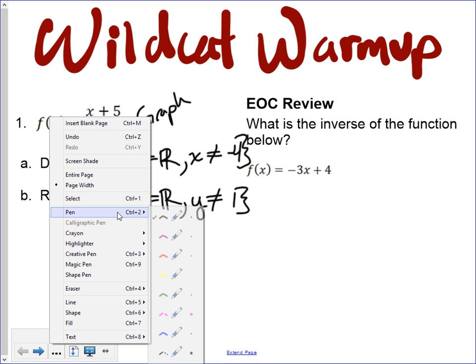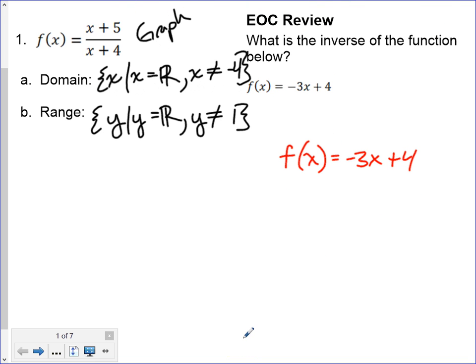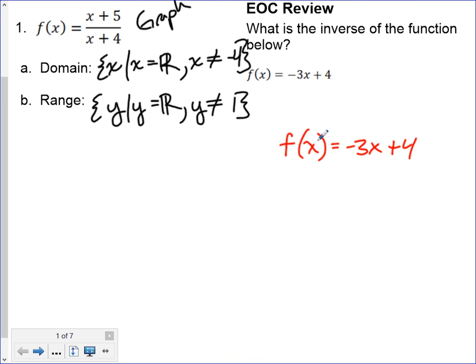What about the review problem? I know we had a lot of right answers for that. Inverse, switch first. What's that mean? Switch x and y. So what's the next step? Rewrite your problem.